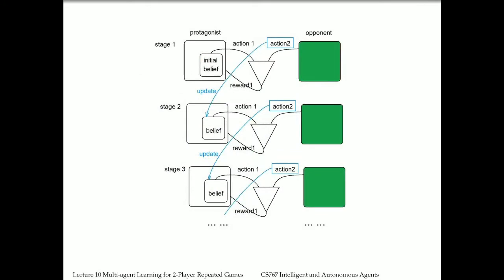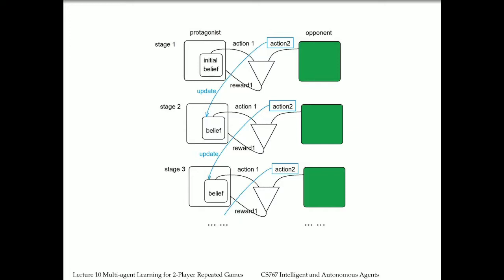So conceptually, we have this picture. We have infinitely many stages, starting from stage 1, 2, 3, and so on. Then we have the two agents. On the left-hand side, we have the protagonist. On the right-hand side, we have the opponent. At every stage, each of them will choose an action. And of course, the protagonist maintains some sort of belief about the opponent, and the action is a reflection of this belief. Once the actions are chosen, a reward is given back to the protagonist, and another reward is given back to the opponent.